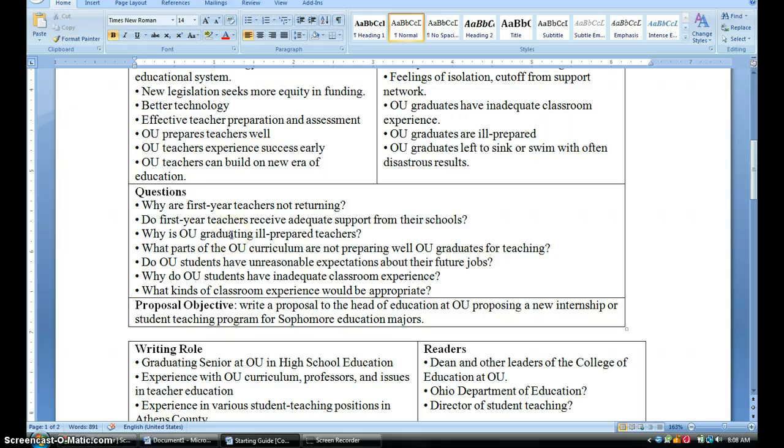Why is OU graduating ill-prepared teachers? It's getting better, but in terms of a question for his proposal, it's leading because it's assuming they're ill-prepared. So it's off-balanced or biased, but it's getting closer to the central problem between his A side and his B side. What parts of the OU curriculum are not preparing OU graduates well for teaching?